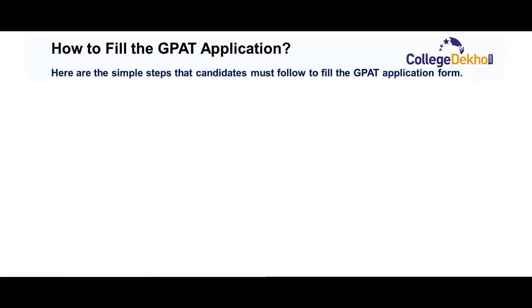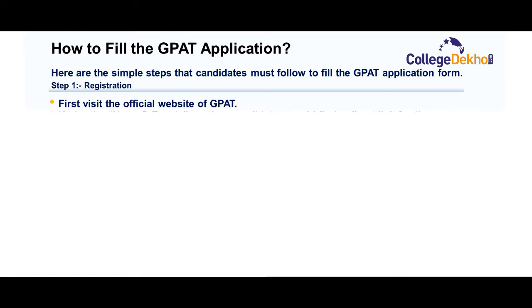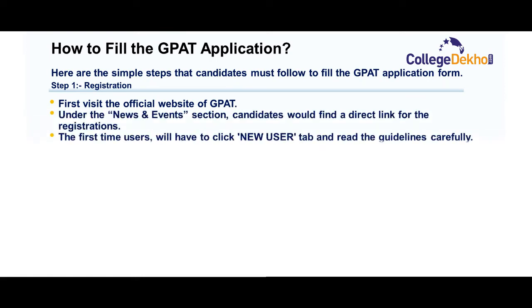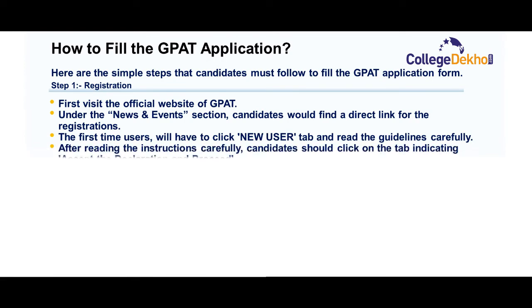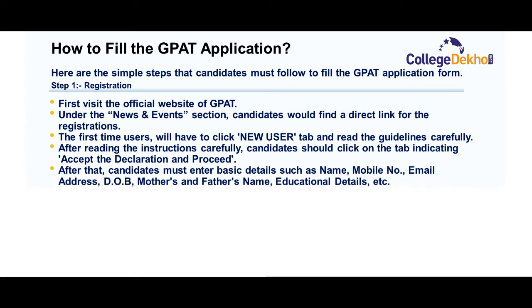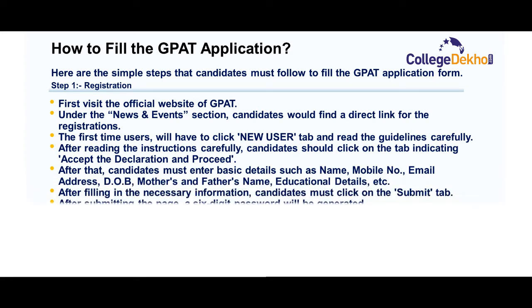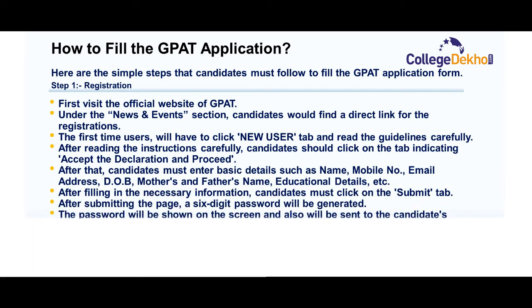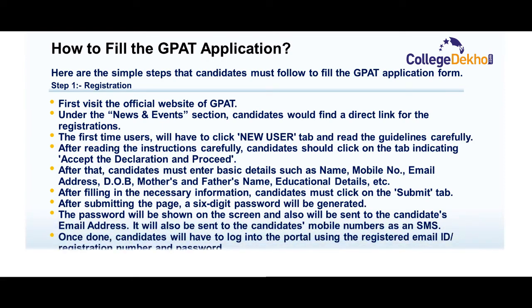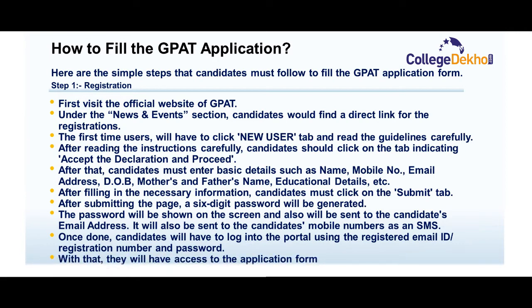How to fill the GPAT application? Here are the simple steps that the candidate must follow to fill the GPAT application form. Step 1. Registration. First, visit the official website of GPAT. Under the News and Events section, candidate would find a direct link for registration. The first time user will have to click the New User tab and read the guidelines carefully. After reading the instructions carefully, candidate should click on the tab indicating accepting the declaration and proceed.